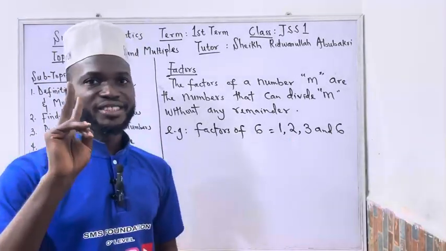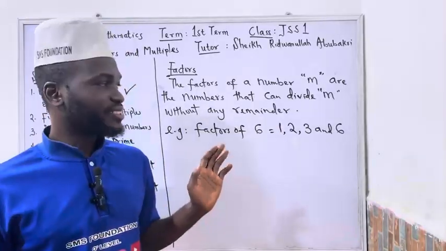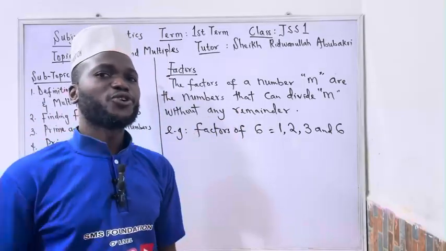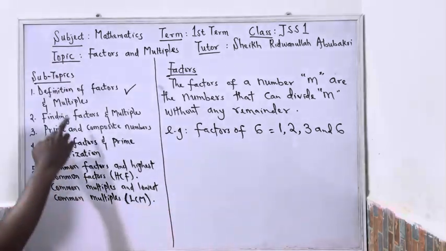There are 2 points now. 1 is a factor of every number in this life. And then every number is a factor of itself. So look at those 2 points. So now let's consider multiples.